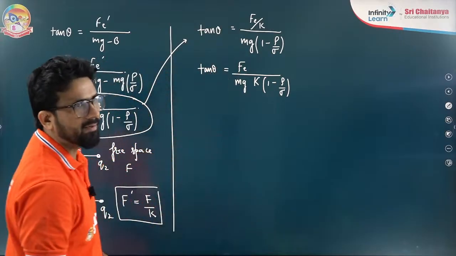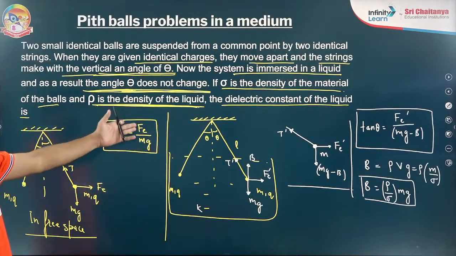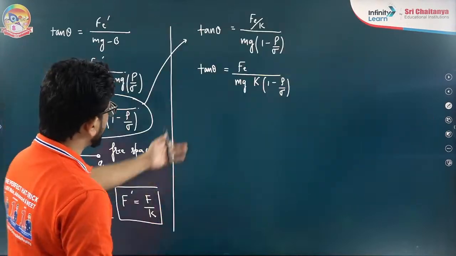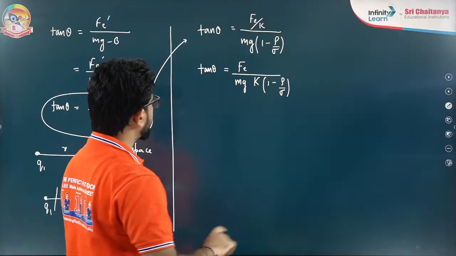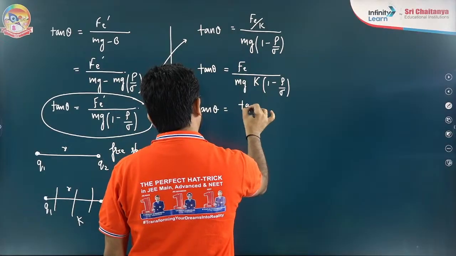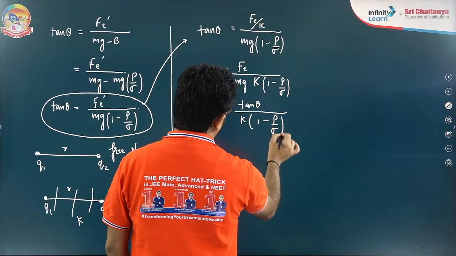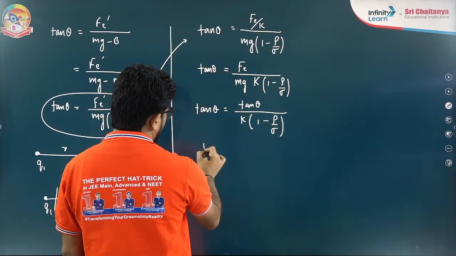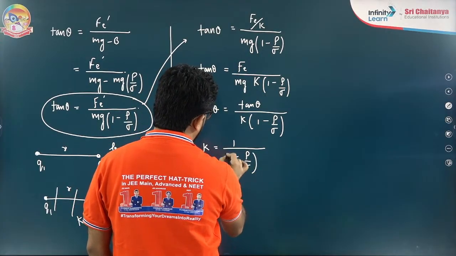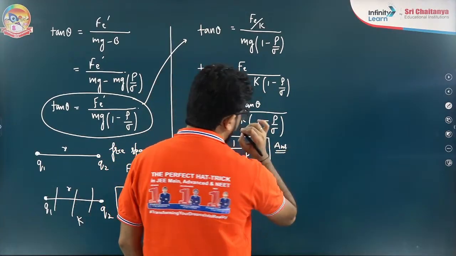But in the previous case, we have already seen that tan theta is Fe by mg. That means this Fe by mg is nothing but tan theta. So here also Fe by mg is tan theta. So you can say this is tan theta, this is also tan theta, divided by k into (1 minus rho by sigma). So tan theta cancels from both sides, that means k is equal to 1 upon (1 minus rho by sigma). That is the answer to this question. Very important concept.